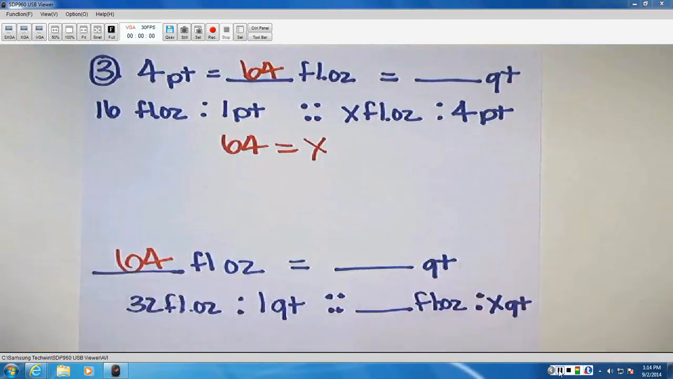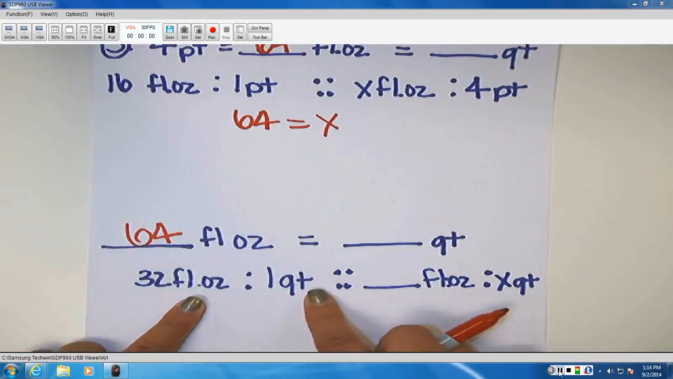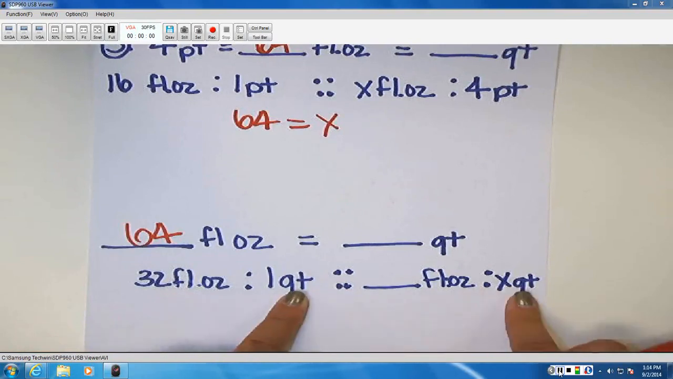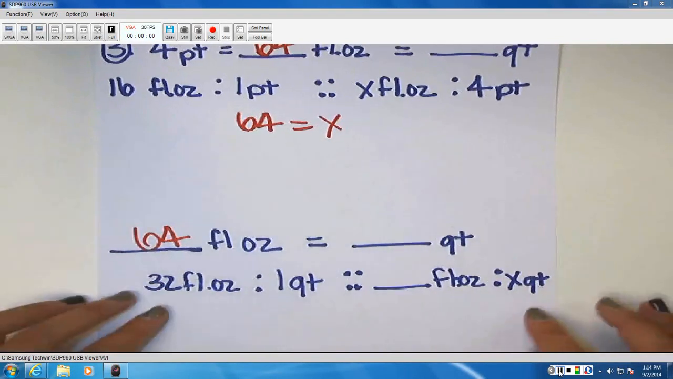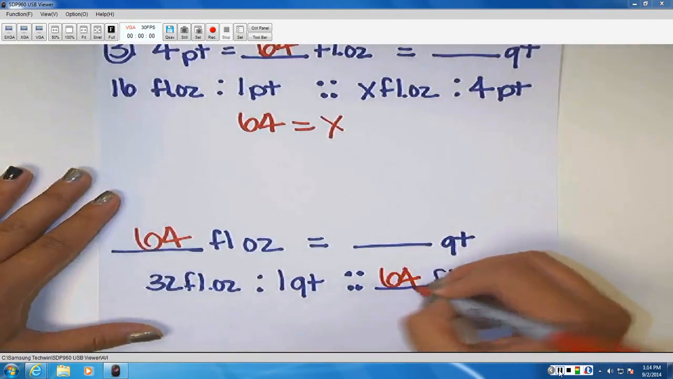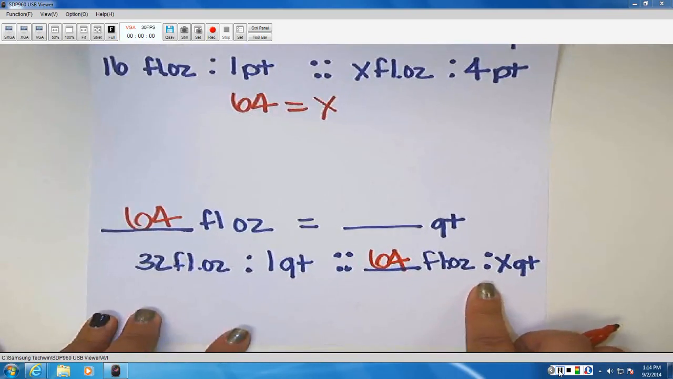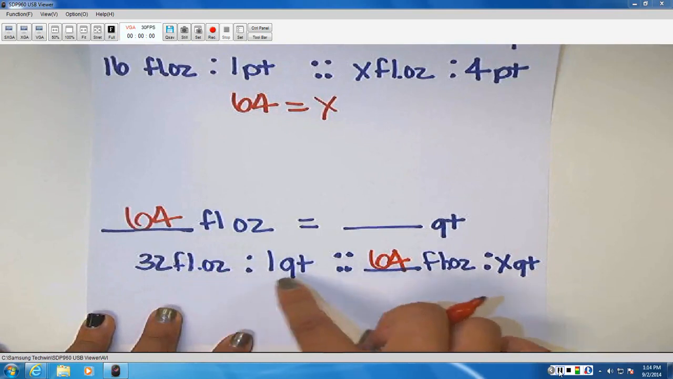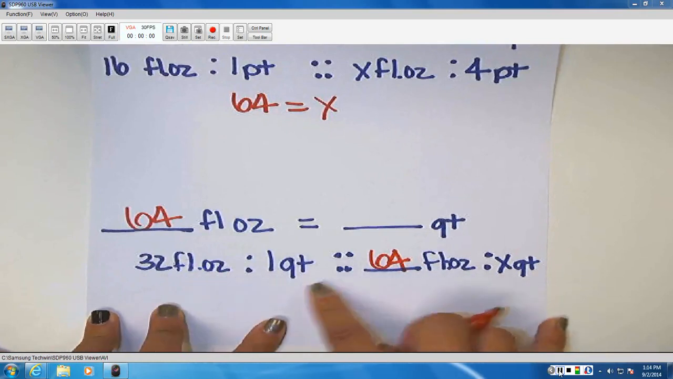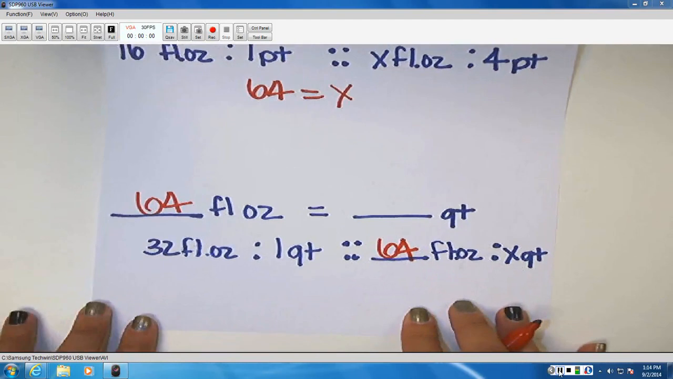So what I know is 32 fluid ounces equals 1 quart. What I don't know is how many 64 equal. So I'm going to just do my math, or actually I'm going to put 64 in here. So this is how I set up my equation. What is known is 32 fluid ounces equals 1 quart. What I want to know is how many quarts 64 fluid ounces equals. That's an easier way of saying it.